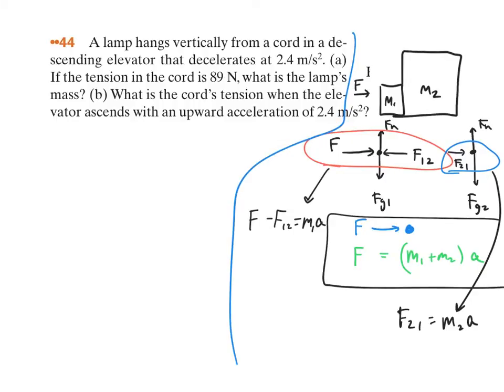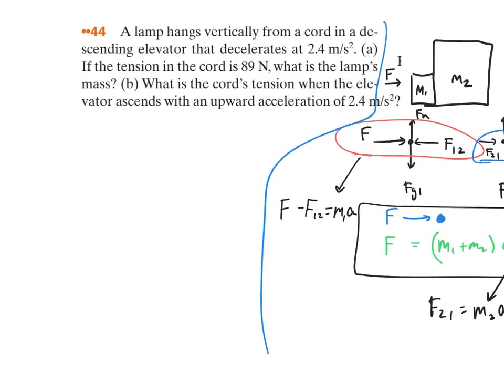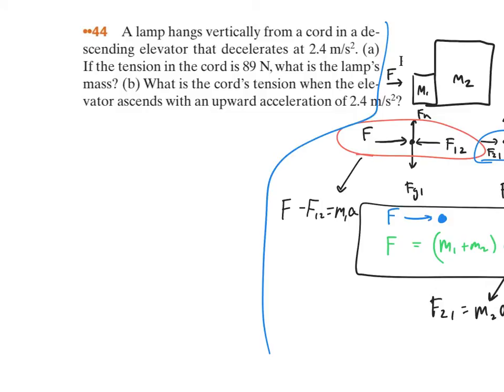Okay. So we've got a lamp that hangs vertically. We're looking at an elevator that's descending. It's decelerating also as it descends. What does that mean to you? It's descending, but it's decelerating as it's descending. Give me a description of how you would talk about this. It's slowing down as it goes down. Good.